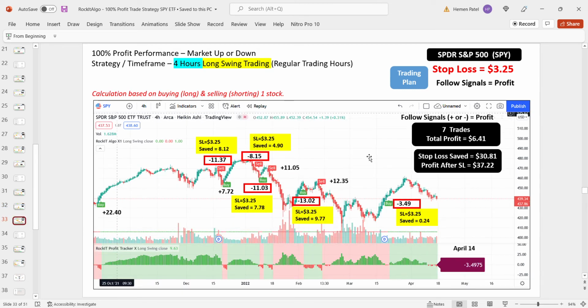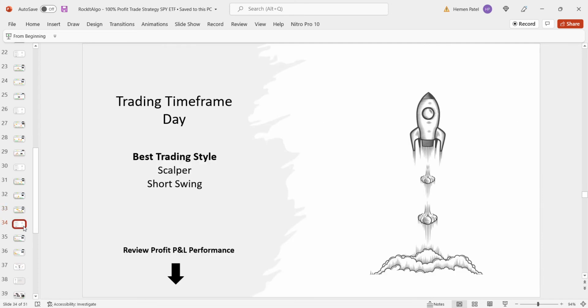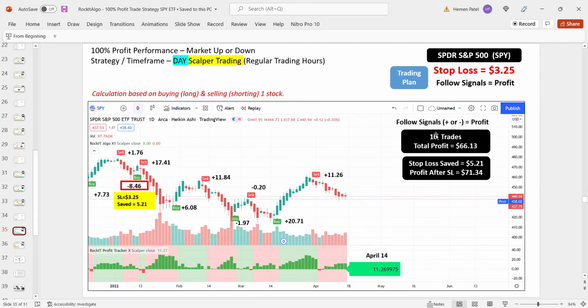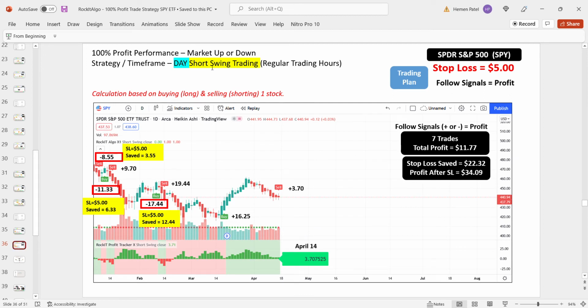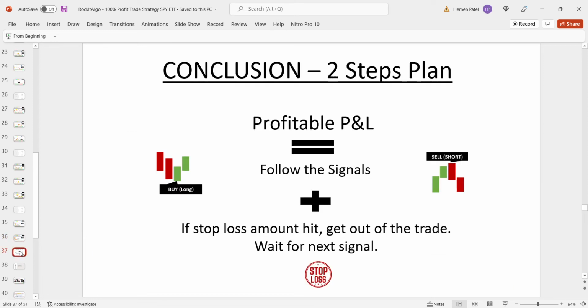Same thing here. 7 trades, $6.41, long swing. Third, you're increasing with the stop loss strategy. This is the day time frame. 10 trades, total profit $66. With the stop loss, $71.34. Short swing, day, 11.77, and with the stop loss, 34.09. So, conclusion, it's a 2 steps plan.